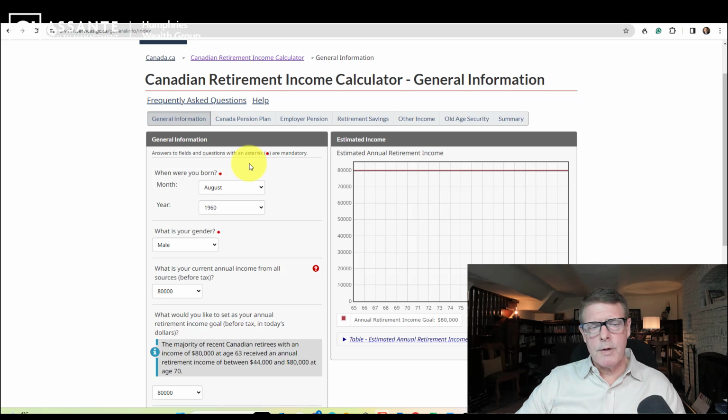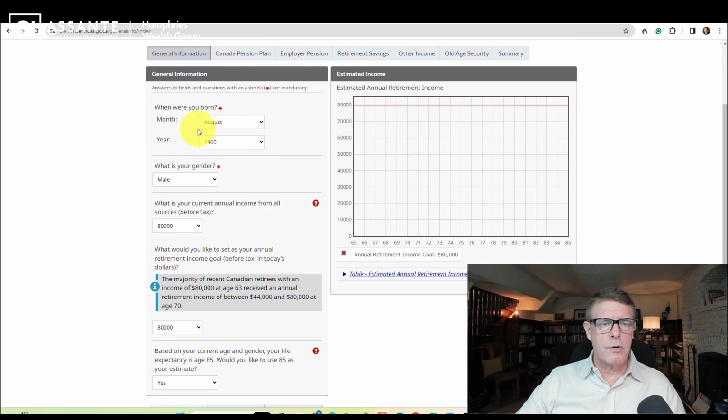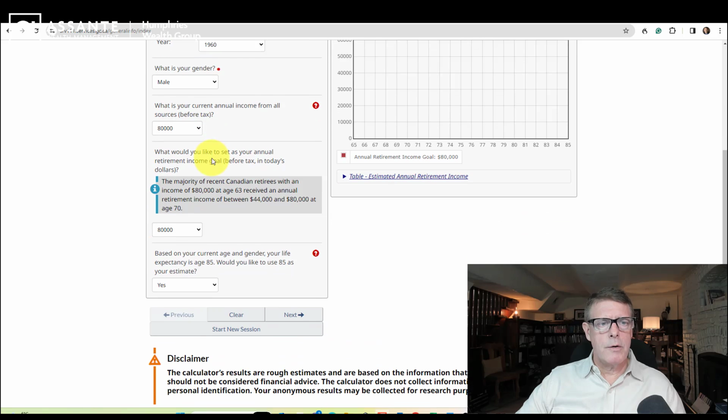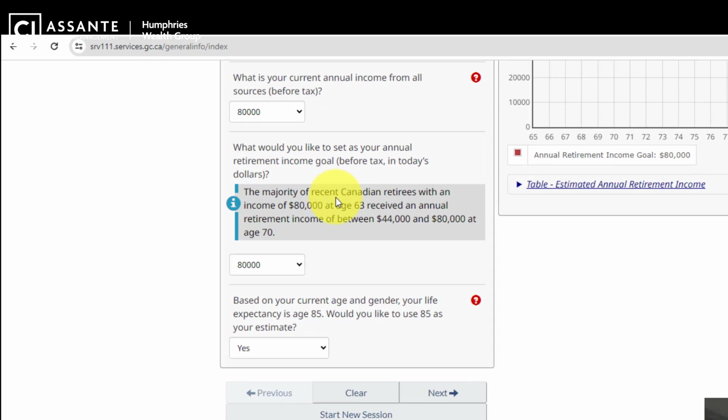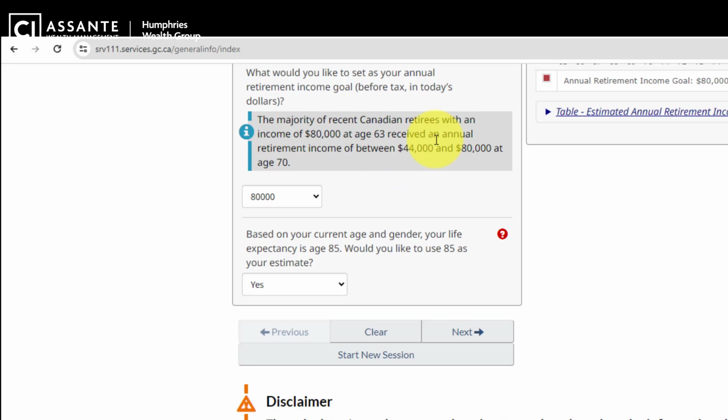Okay, so we'll begin doing the data entry. It's going to ask you for information on your birth month, your birth year, your gender, and your current annual income from all sources before tax. So I use the number $80,000 just for this illustration per year, and it gives you some basic information about averages for people making $80,000 pre-tax before they retire, what their range is when they retire.